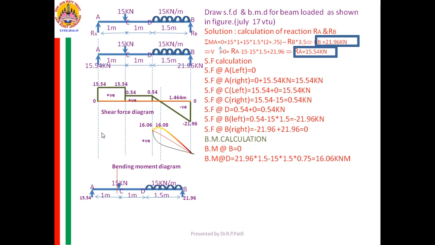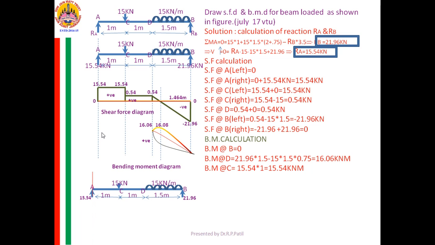Now, bending moment at C I want. Again I am considering the left part. Yes, only one load is there. 15.54 into 1. The load is going up. That is why it is positive. That is plus 15.54.